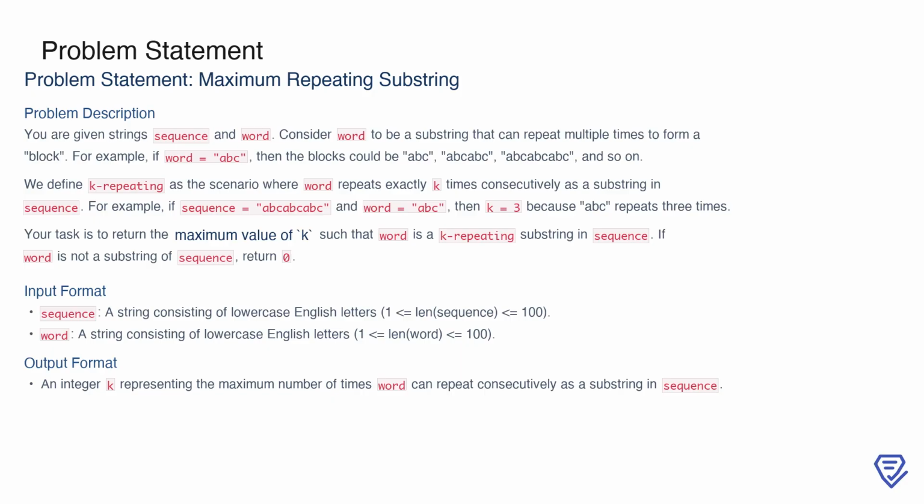Your goal is to find the maximum k for which word is a k-repeating substring of sequence. If word doesn't appear in sequence at all, the result should be 0. The input includes two strings, sequence and word, both made up of lowercase English letters, and the output is an integer representing the maximum k value. The constraints ensure that both strings have lengths between 1 and 100.